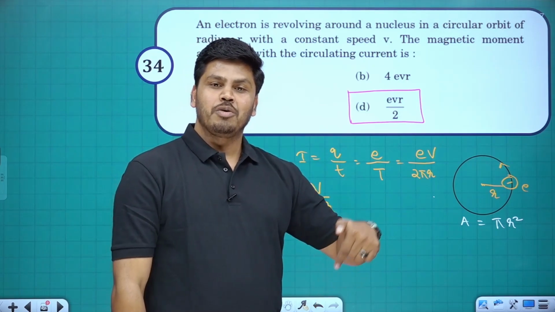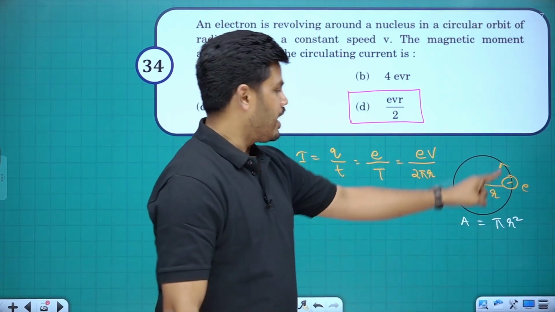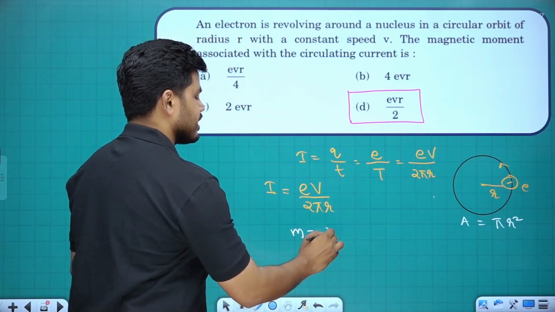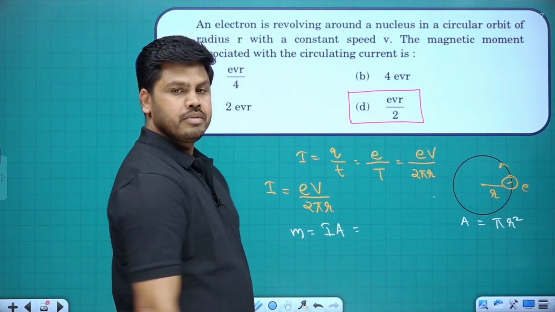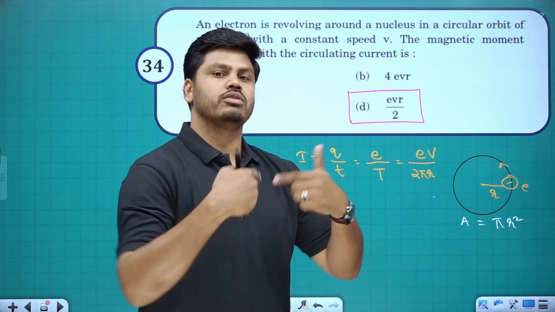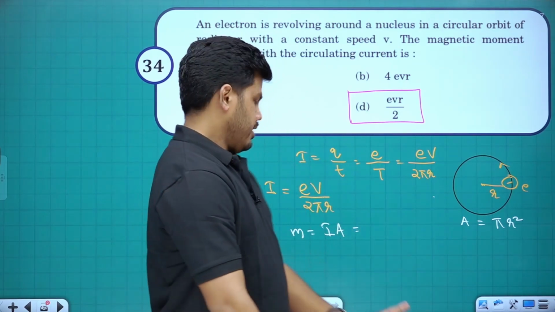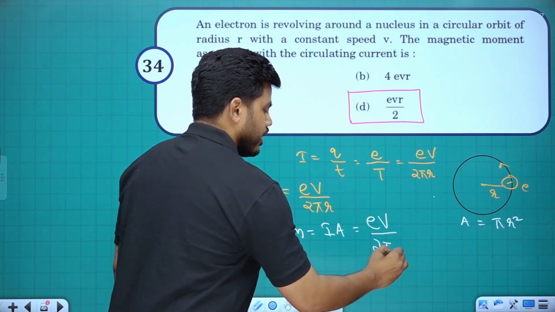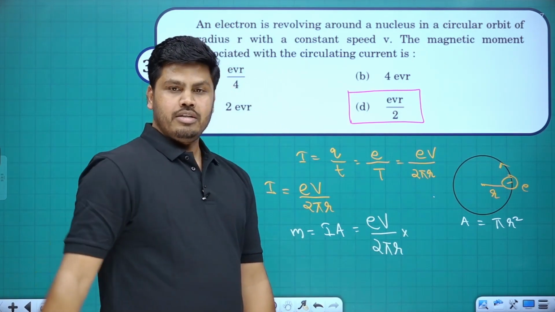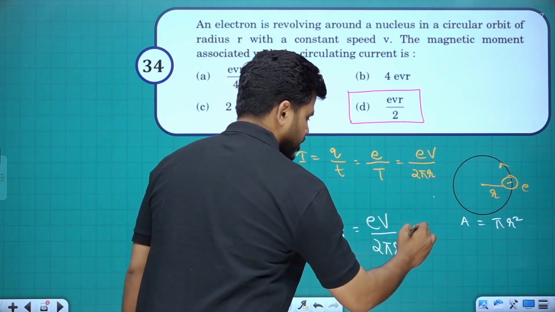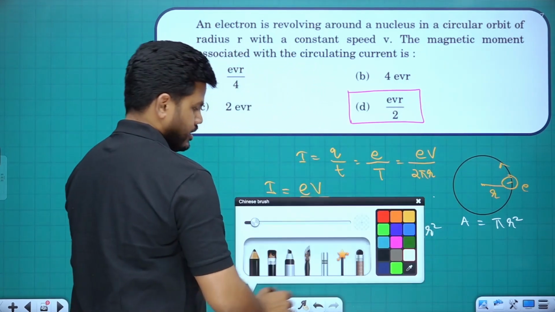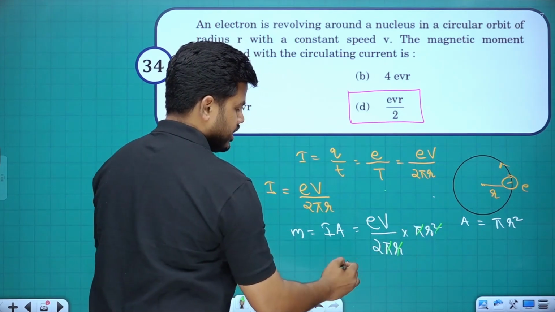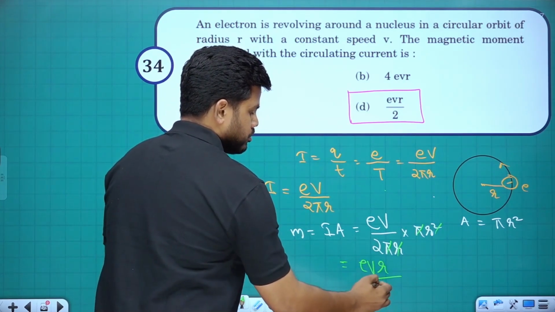Now we know how to find the magnetic moment of a circular loop. Magnetic moment M is going to be current into area, IA. We have only one single turn. If you have more turns, it will be N times IA. So this is I into A. What is I? ev divided by 2 pi r, into what is the area of the loop? Pi r square. So we can cancel these terms here. One of the r gets cancelled, pi gets cancelled. We get evr divided by 2.